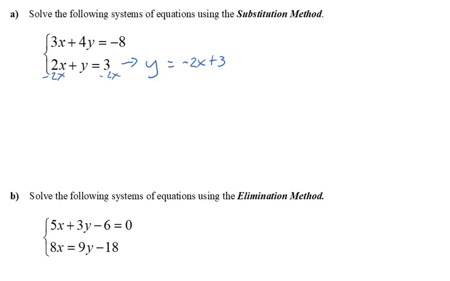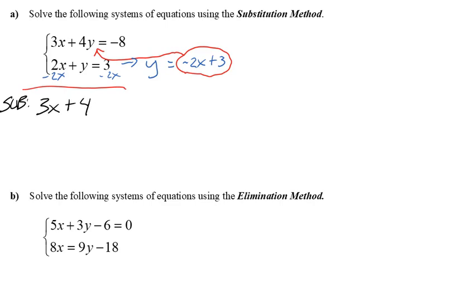After we do that, we're going to substitute the expression for y, this negative 2x plus 3, into the other equation. When we do that, we're going to get 3x plus 4 times that expression for y, which is negative 2x plus 3, equals negative 8. Now we'll solve this for x.